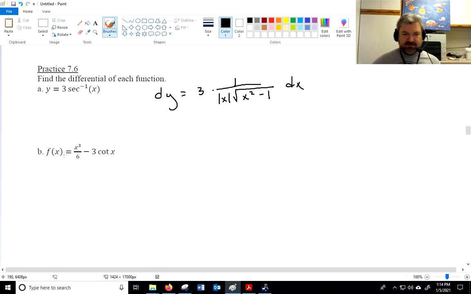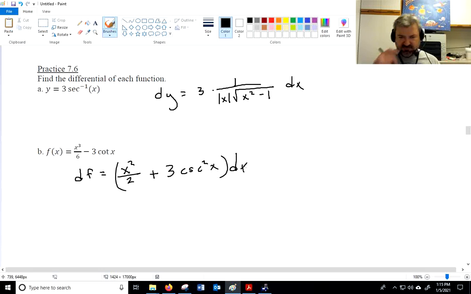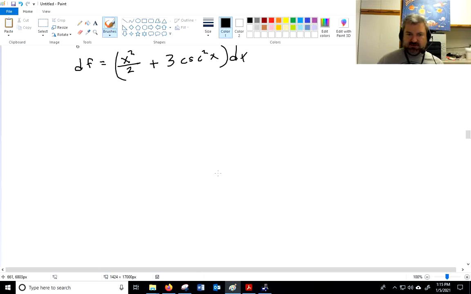All right, let's do the next one. We're not going to write f prime. In this situation, let's call it just df is equal to, bring down the 3. 3 divided by 6 is 1/2. So it'll be x squared over 2 minus 3. And the derivative of cotangent is negative cosecant squared, so it's going to become a plus cosecant squared x. And that whole thing is times our dx. All right. And I think, yeah, that is it.